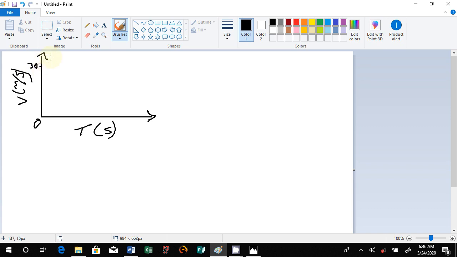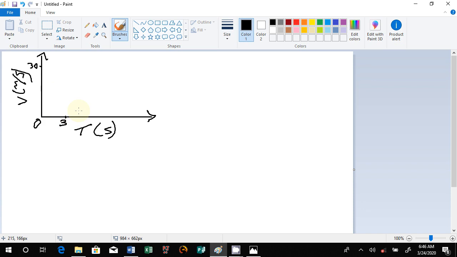So we have 30. Then I'll put the time that we have heard. I've said 3 seconds. So that's our first slot on the time. 3 seconds. So very important. Just that alone is a good start.